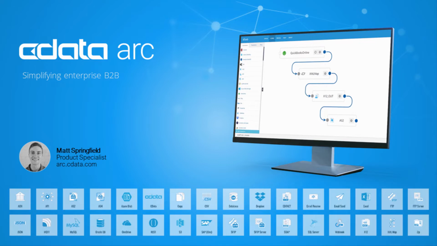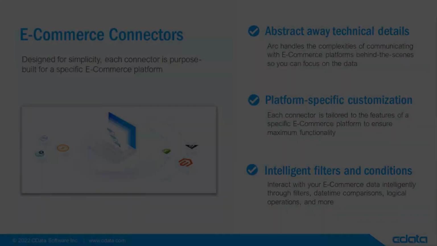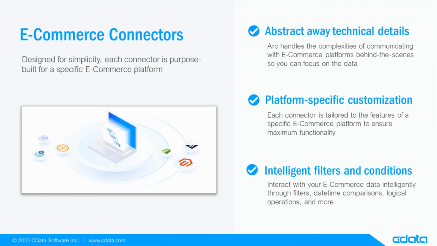I'm going to show you how to integrate your e-commerce data into automated data pipelines. So let's get started. Arc includes dedicated e-commerce connectors for specific platforms like Shopify, BigCommerce, and Magento. These connectors support bidirectional integration with your e-commerce data, so you can push or pull data from your e-commerce platform as part of a centralized automated data solution.